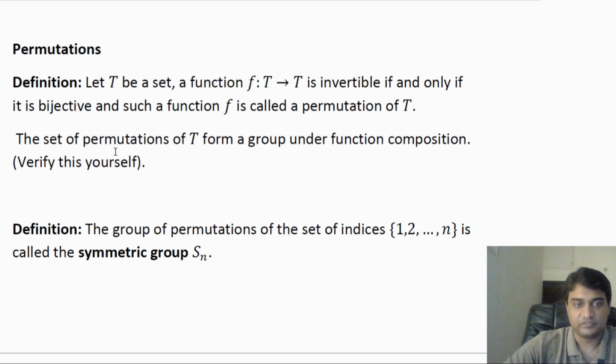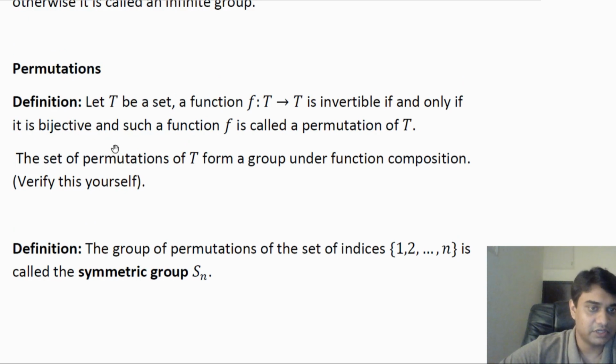So if you consider the set of all permutations of T and the binary operation being function composition, then this is a group. Okay? And you can verify this yourself. It is quite an easy thing to verify, just the three group axioms. Just check them one by one. It's quite a simple thing to verify, so try it as an exercise.